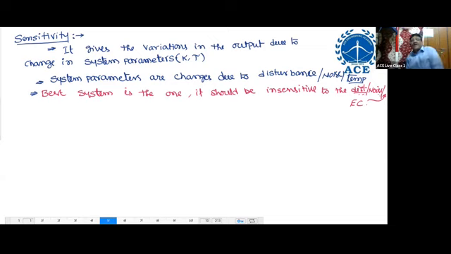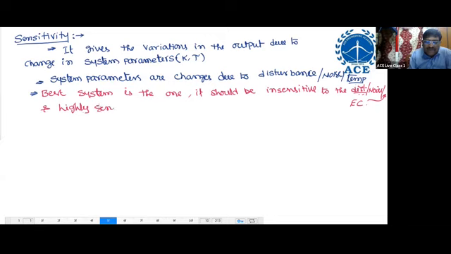Okay, na? It should always be insensitive. And one more thing: the best system should be highly sensitive with respect to input. And in the same way, it should be insensitive to disturbance, noise and environmental conditions, and highly sensitive to input.